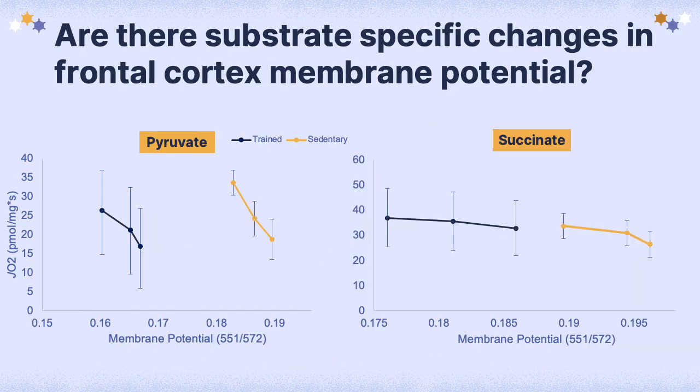In the frontal cortex, we see, as we saw with the hypothalamus, that the membrane is still depolarized with the pyruvate fuel, and this has now been extended to succinate, as we can see that the trained animals have a less polarized membrane as compared to the sedentary animals.